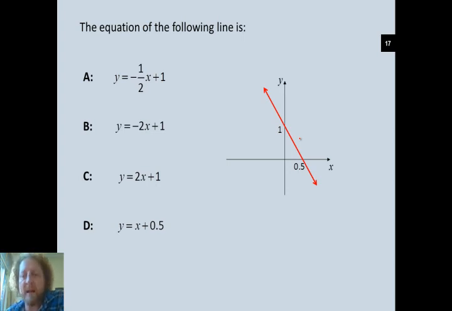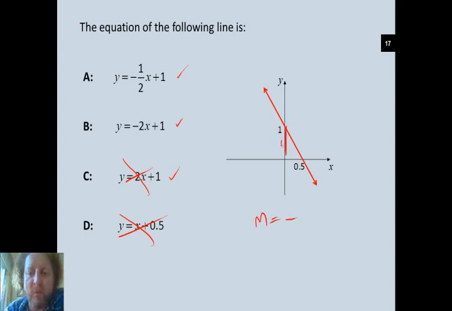Pause finished. What's the y-intercept? 1. Yes, yes, yes. Go away. What's the gradient? Plus or minus? Definitely minus. It's not going to be a plus 2 gradient. So what have I come down to? My gradient's either minus 2 or minus a half. Well, yes, it's minus. We've determined that. The vertical side is 1. The horizontal run is a half.